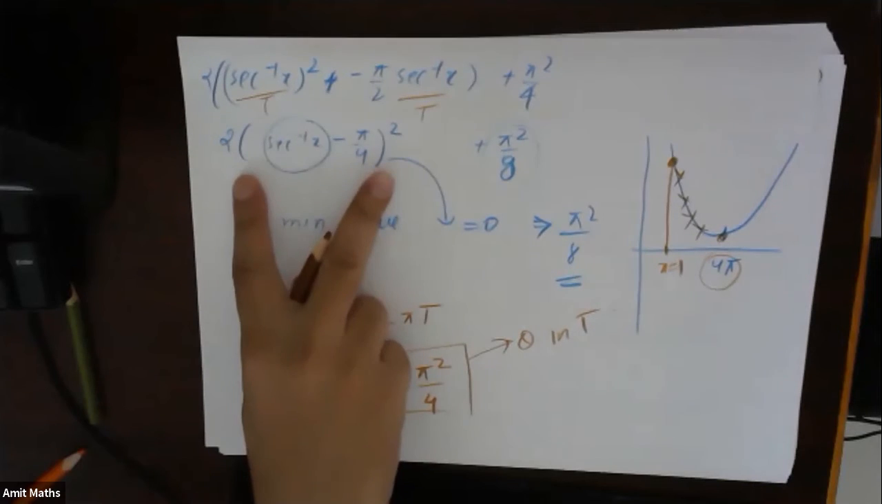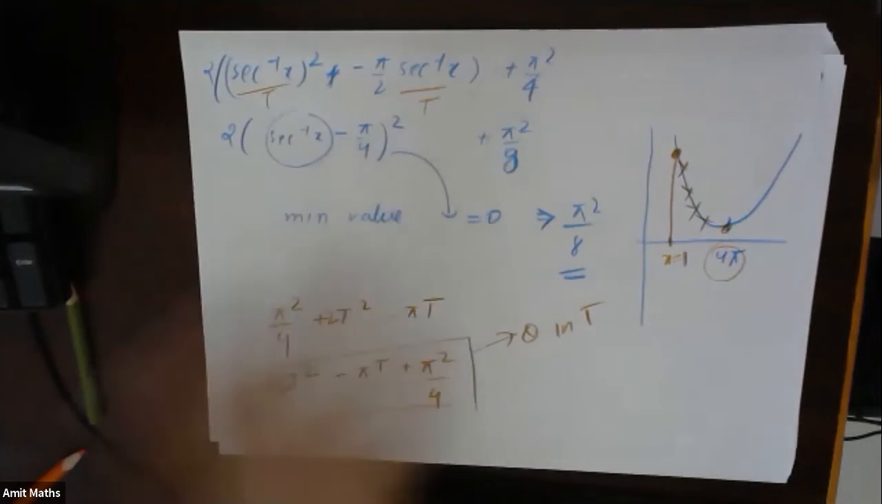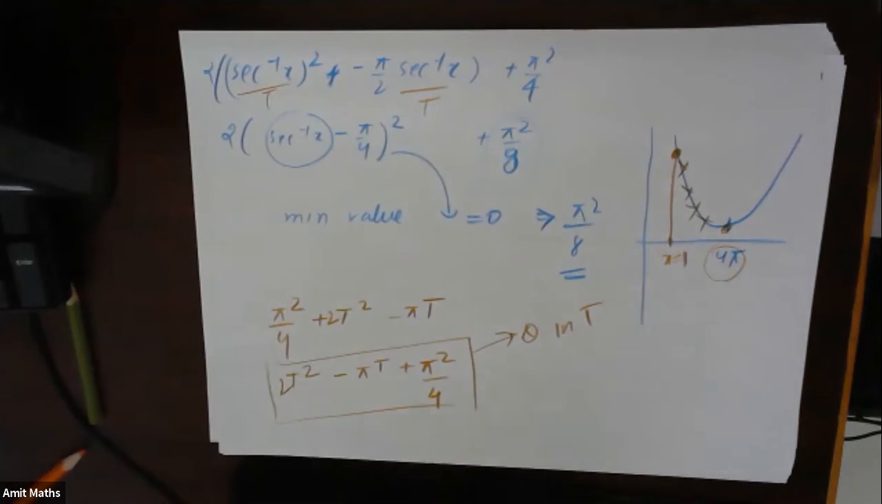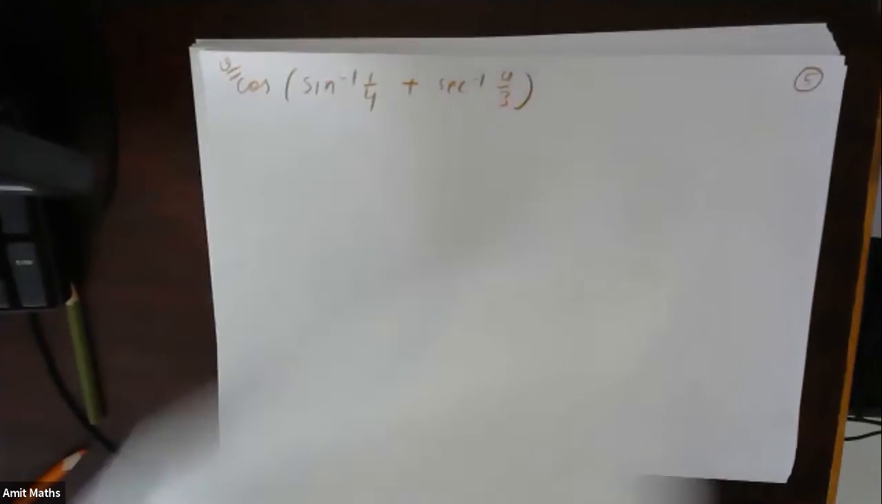This is not simple. It's a simple calculation. No property, nothing else. Just simply convert it into a perfect square using t. Okay, fine. Now solve this one.